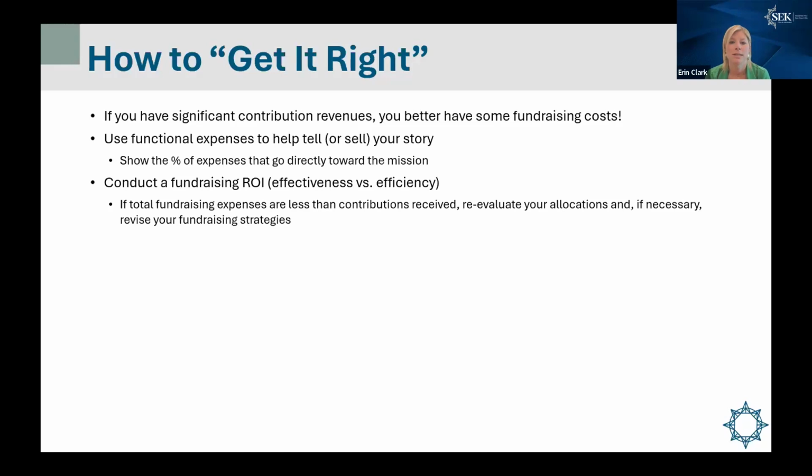Use your functional expenses to help tell or sell your story. This is a critical percentage, especially if you are well above that 65, 70, or 75% threshold that we talked about. I try to point this out with a lot of my clients that are above that, but use that to sell your story. If your program expenses are 80 or 90% of your total expenses, you can see that in the financials and in the 990, but it's not going to be called out.